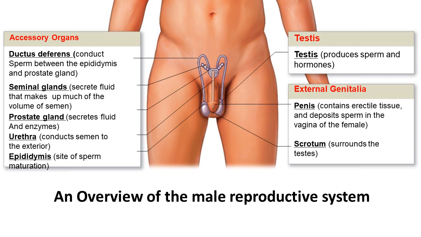Okay, let's begin. For an overview of the male reproductive system, it consists of the testes, which produce sperm and hormones, the external genitalia, including the penis and scrotum, and then the accessory organs, comprised of the ductus deferens, seminal glands, prostate gland, urethra, and epididymis. I will cover them one by one as we go through this lecture.